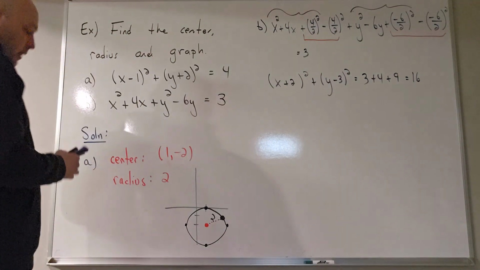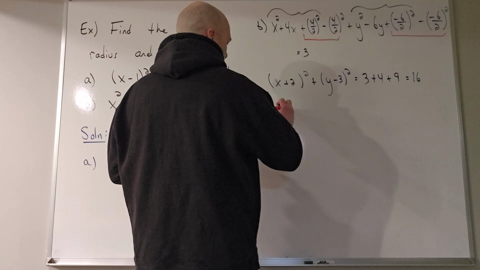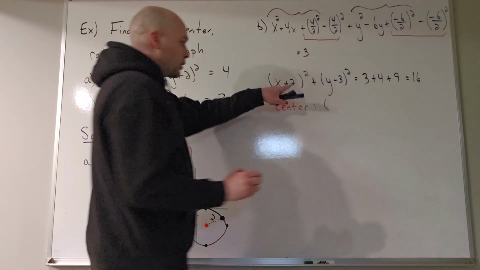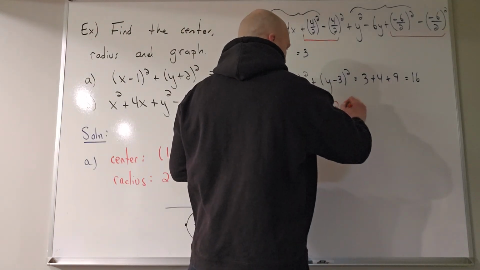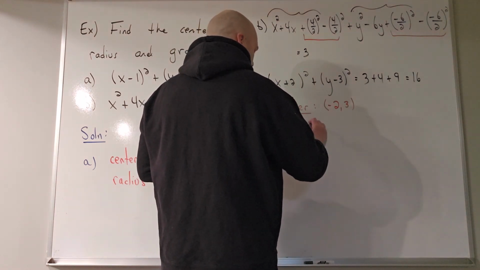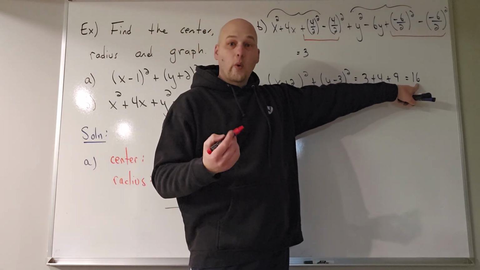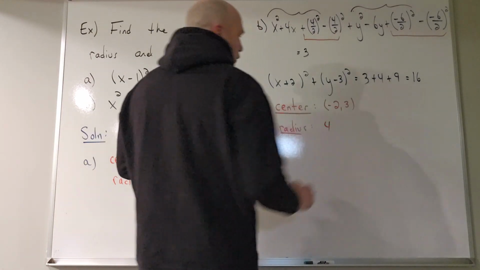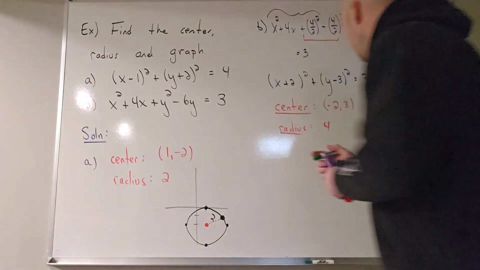So, all right, therefore, we have our center, so remember, it's going to be negative 2, comma 3. And radius, remember this is r squared, so it's the square root of that, and the principal square root because it's a distance, so that'd be a 4. Okay, so let's see what the graph of this would look like.